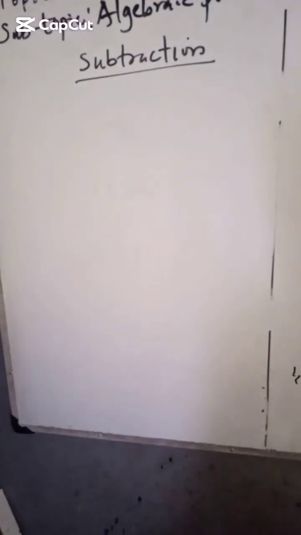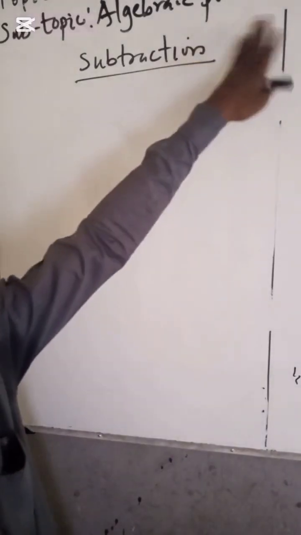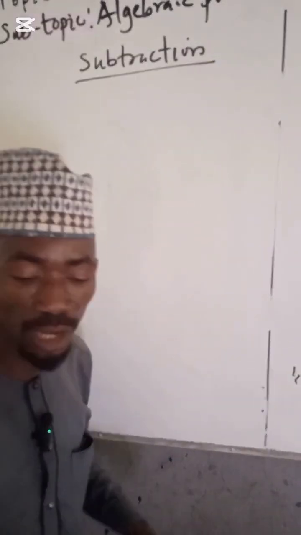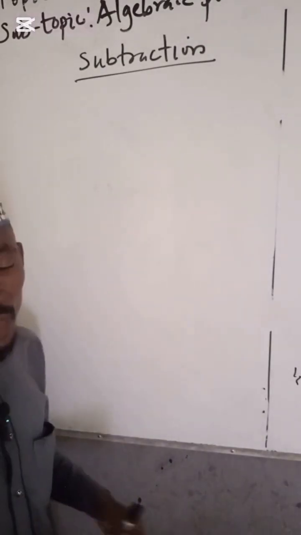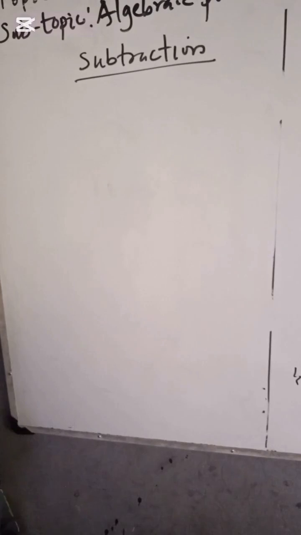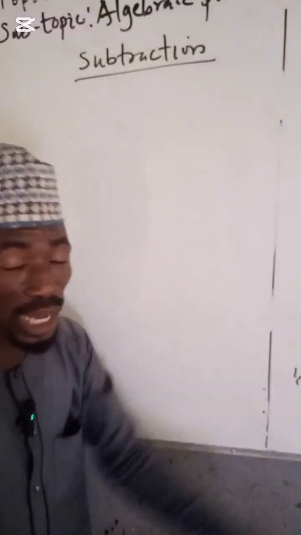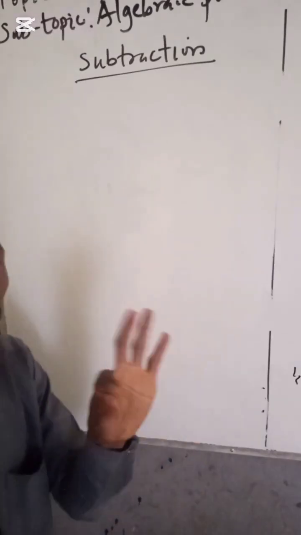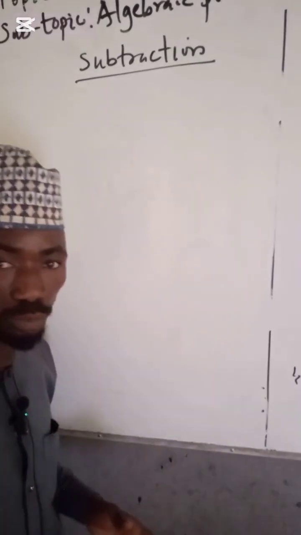Yes, we are now on subtraction under algebraic processes involving modular arithmetic. And subtraction is similar to what? Addition of what? Modular arithmetic. But there's a little difference which we need to know before we even write anything on the board.